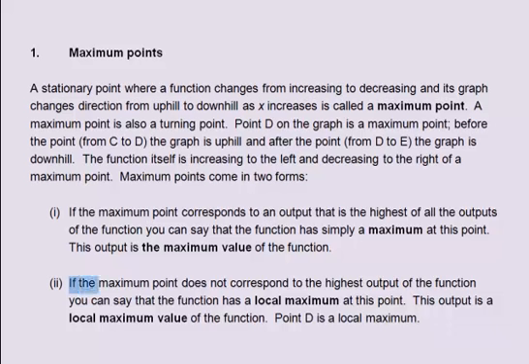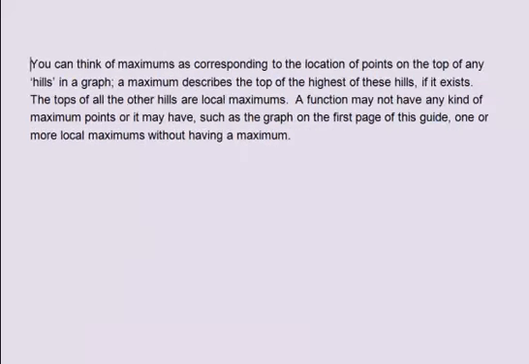2. If the maximum point does not correspond to the highest output of the function, you can say that the function has a local maximum at this point. The output is a local maximum value of the function. Point D is a local maximum.